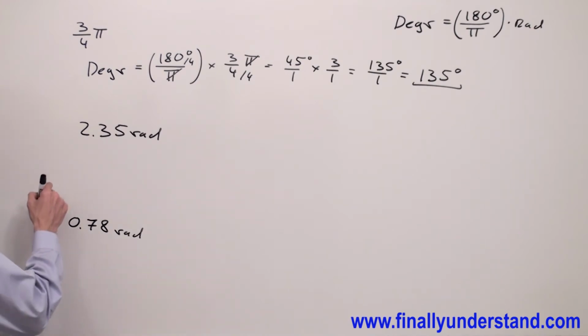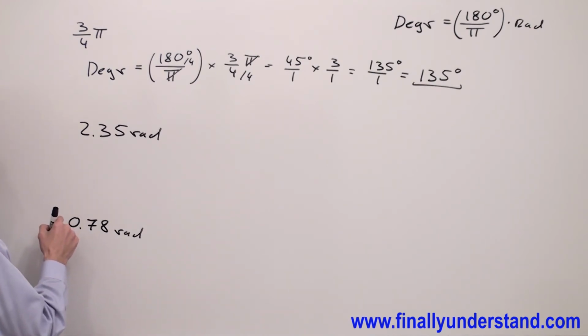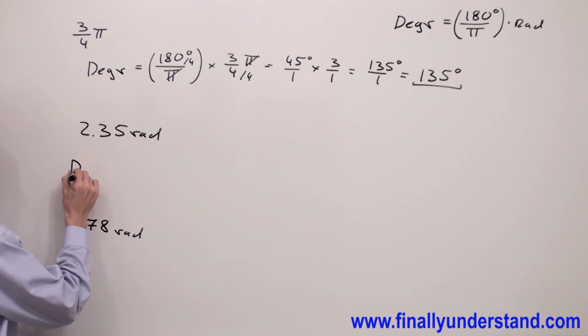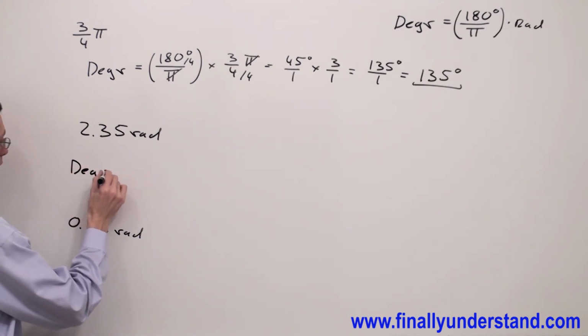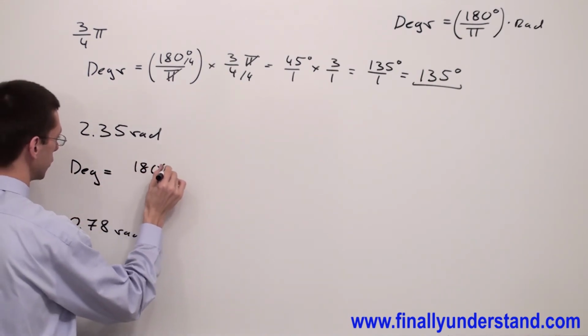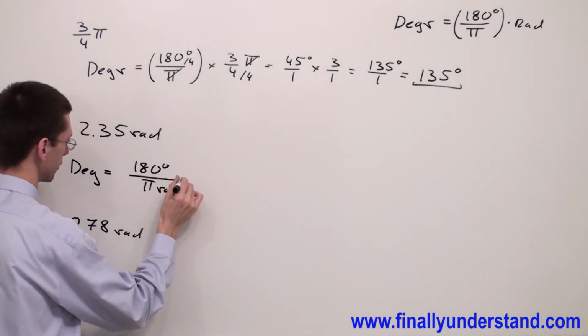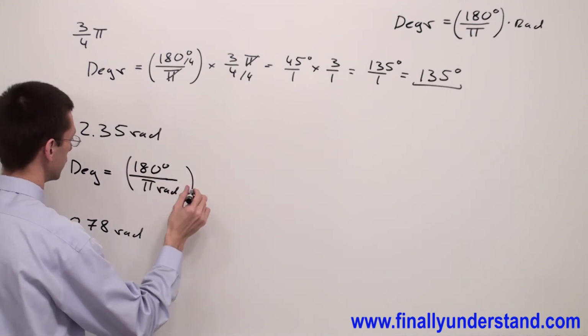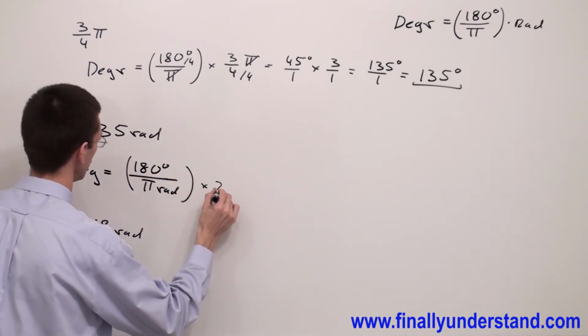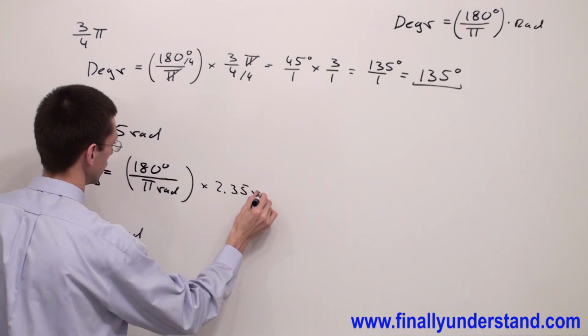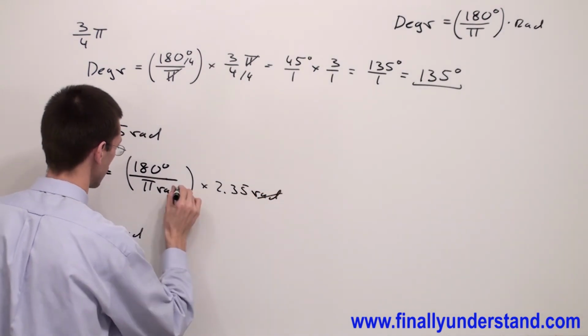I have 2.35 radians and I have to convert this to degrees. Degrees are equal to 180 degrees over pi radians times 2.35 radians. Radians and radians will cancel out.